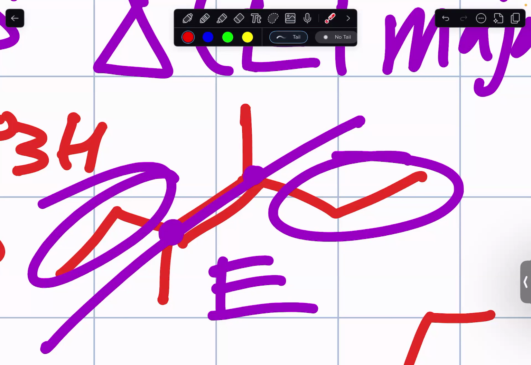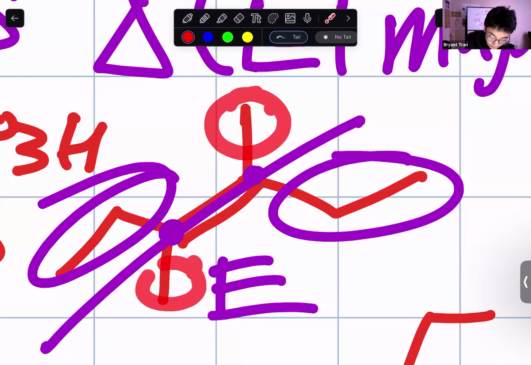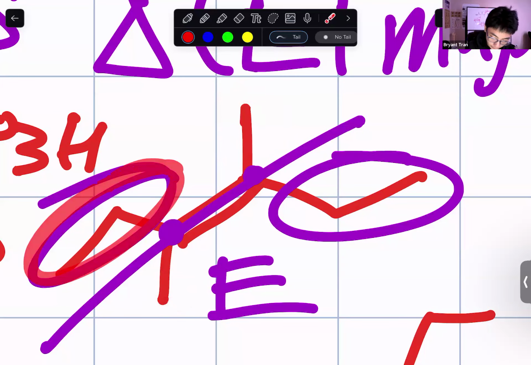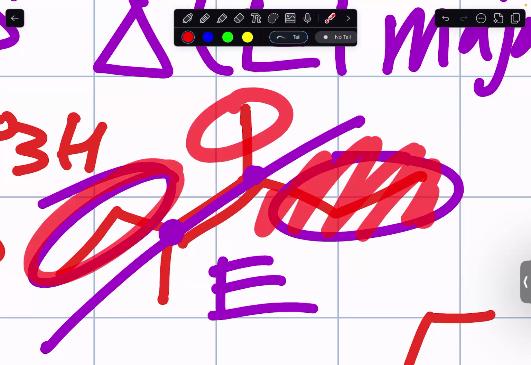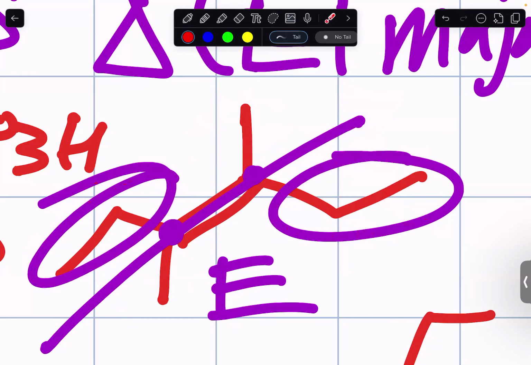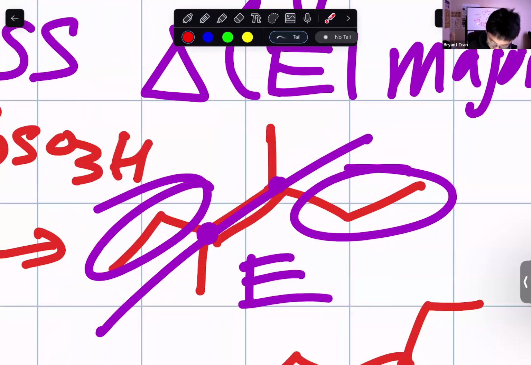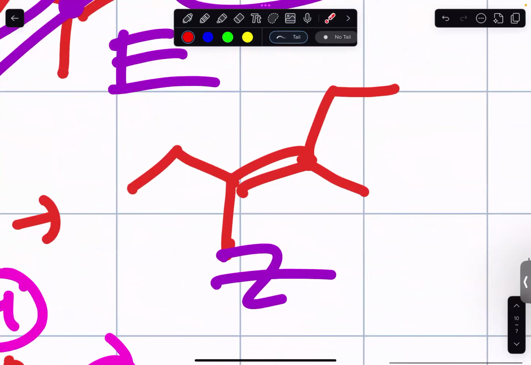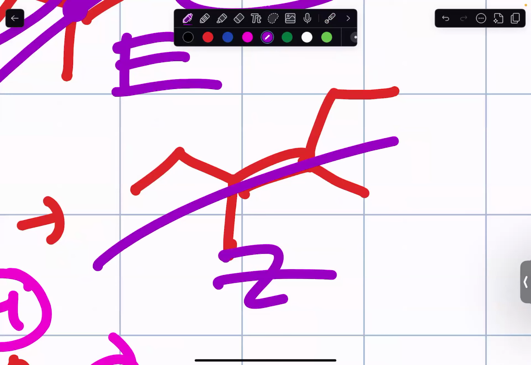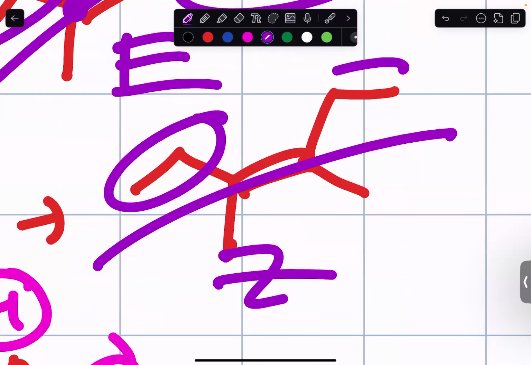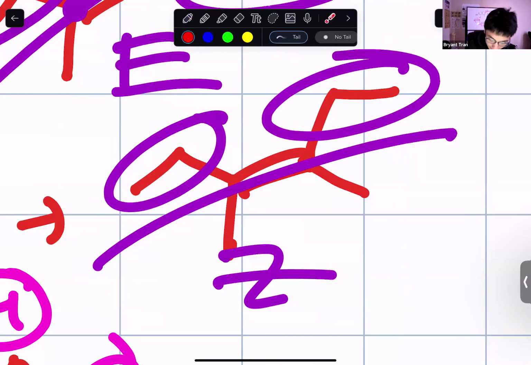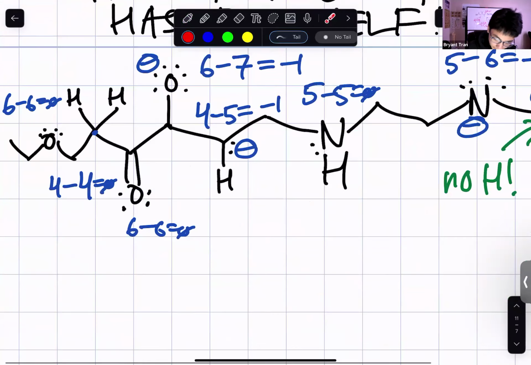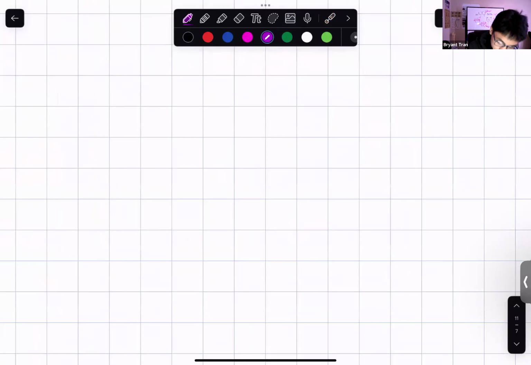But make sure if you do the lowest priority group, you do it for both carbons, because if you do one higher priority group and then the other one a low priority group, then you would get the wrong answer. You'd get Z, but that's not correct. So we shouldn't think of cis and trans for E and Z. Do not think about that, because E and Z is going to work with more than 2 substituents.